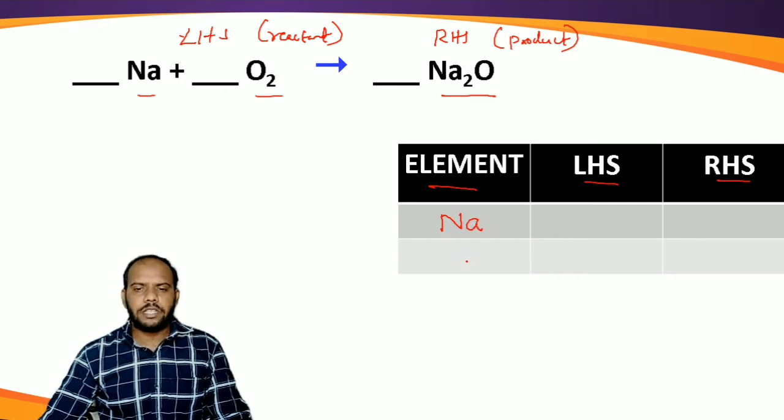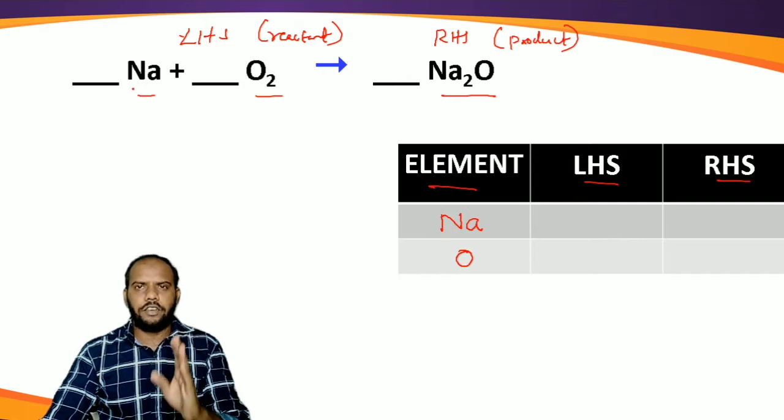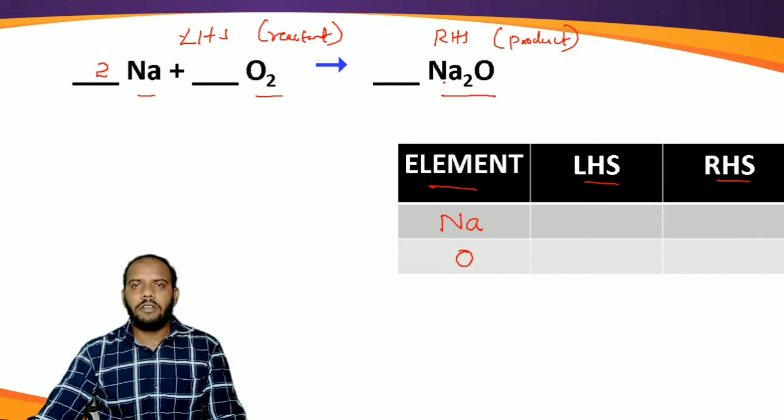Next, which element is present in the question? Yes, oxygen is also present. Now we have to calculate. Sodium here is only one time. Yes or no, children? Carefully listen and understand. Here how many times sodium? Two times. So if you write 2 here, 2 sodium here and 2 sodium here too. So I have written left hand side 2 sodium, right hand side 2 sodium. Got it, children? Yes. Okay.